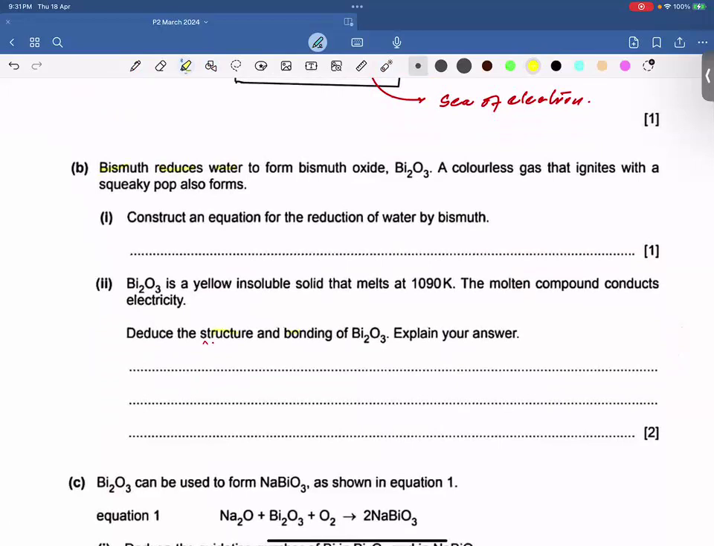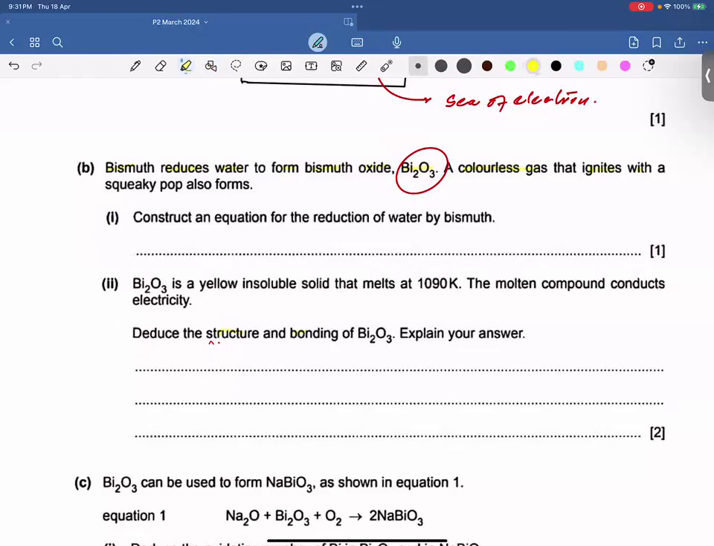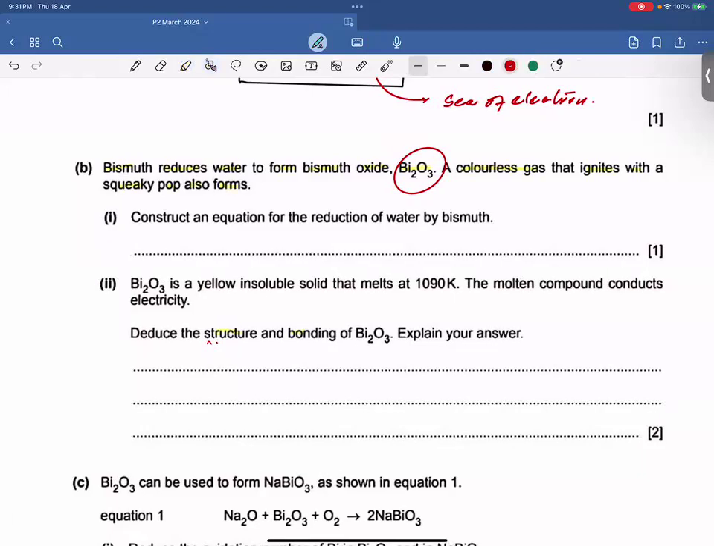Bismuth reduces water to form bismuth oxide, which has a molecular formula of Bi2O3. A colorless gas that ignites with a squeaky pop also forms. That's the issue, that it burns with a pop sound. Okay, so this colorless gas must be hydrogen gas because hydrogen burns with a pop sound, and hydrogen is also a colorless gas. Now the question is, construct an equation for the reduction of water by bismuth.